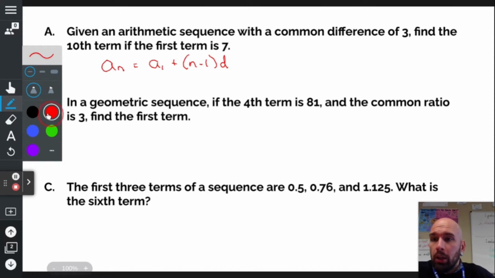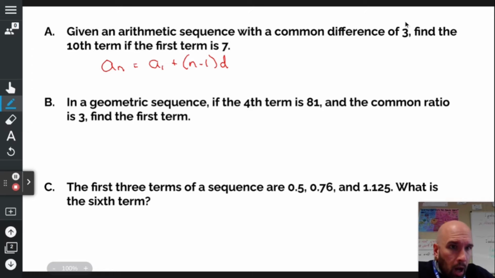Let's label what we know. It already told us that the common difference is 3, which means to get from one number to the next, one number to the next, we add 3 every time. I need to find the 10th term, which means that's going to be my n. And the first term is 7, so that's going to be my A sub 1. So we just literally plug stuff in.